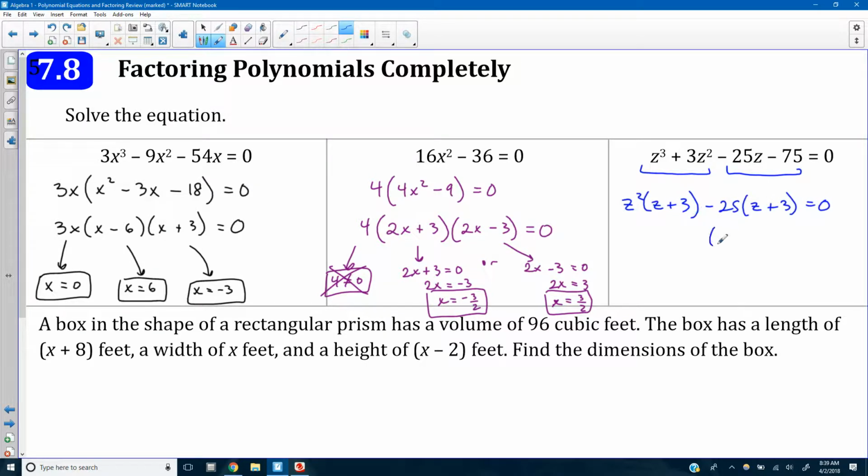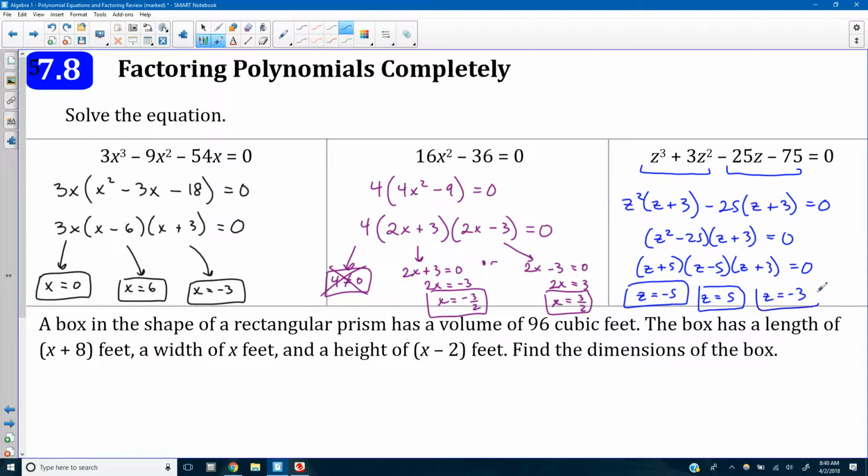So factor the z plus 3 out of both terms here, and you have z squared minus 25 over here equals 0. This is a difference of two squares. That's z plus 5 times z minus 5. And that's z plus 3 equals 0. So either z plus 5 equals 0, so z equals -5, or z minus 5 equals 0, so z equals 5, or z plus 3 equals 0, so z equals -3.